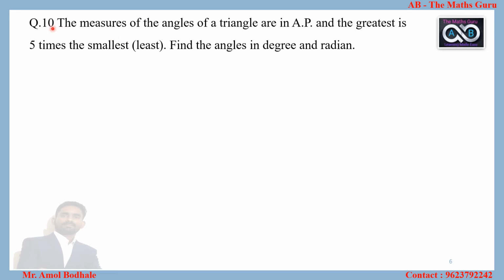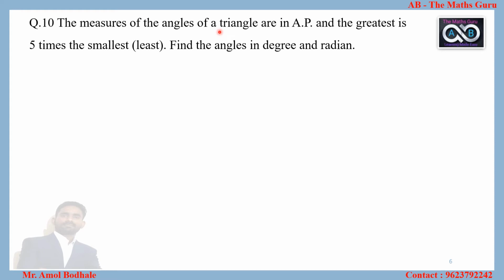Let's see the next example. The measures of the angles of a triangle are in AP and the greatest is 5 times the smallest. Find the angles in degree and radian. So here in the question it is given that the measures of the angles of the triangle are in AP. We are discussing three angles, because a triangle has three angles. So we should think about three particular terms of AP.